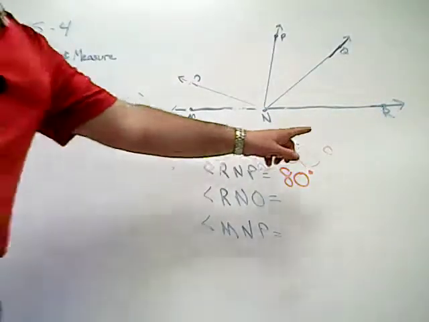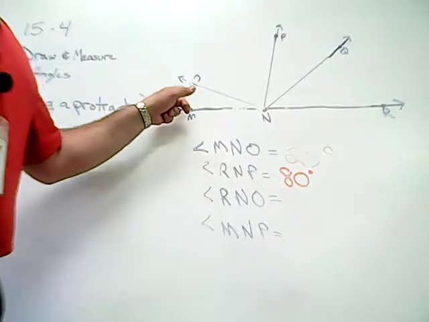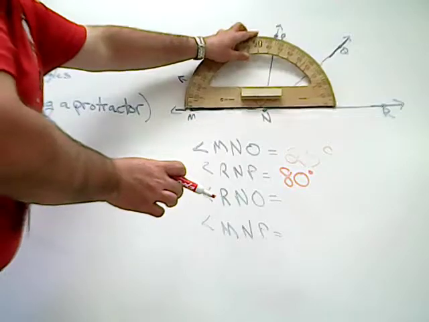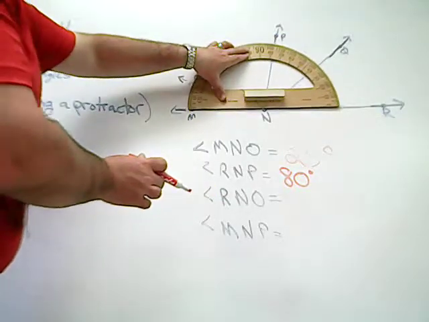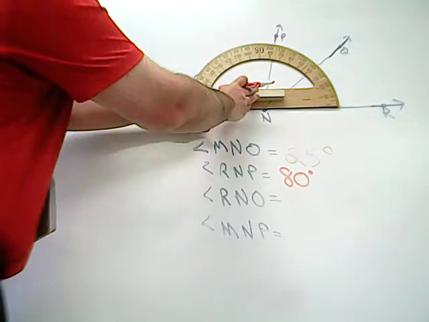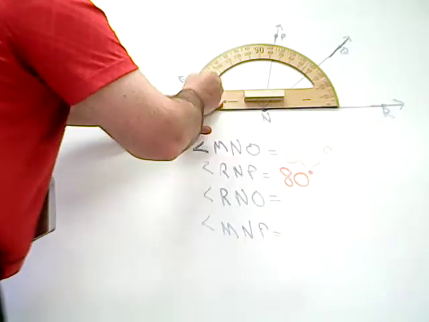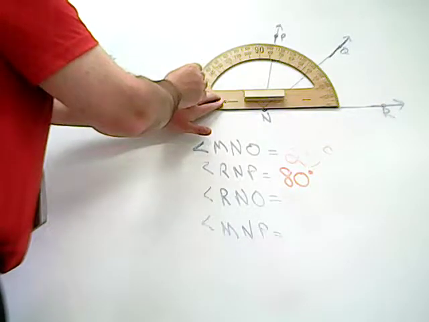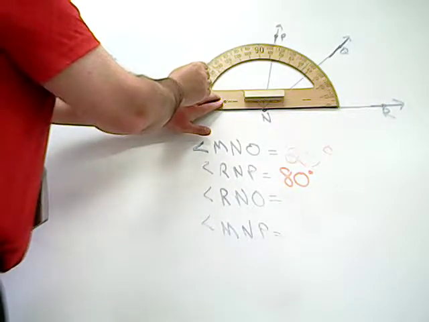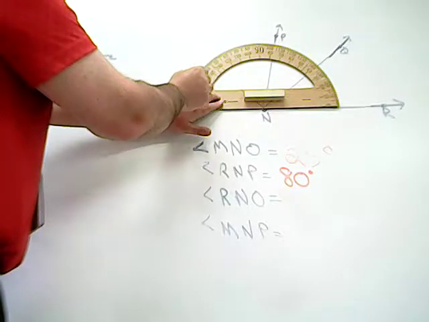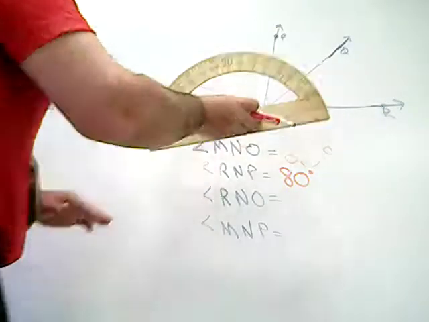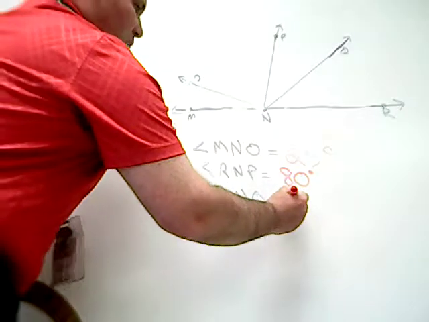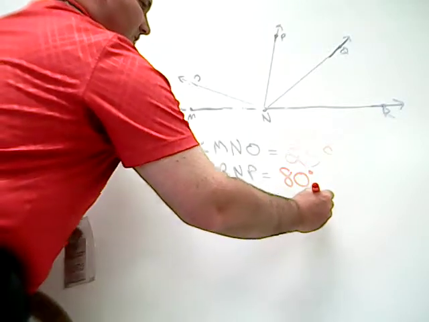The third one I want to do is RNO. Follow my same protractor steps. Bottom edge, point. Now, this is an obtuse angle, RNO. So I'm going to look at the number that's larger than 90 degrees. And when I get over here, I've fallen between 150 and 160. It's directly in the middle of those. So the number between 150 and 160, right in the middle, would be 155 degrees.